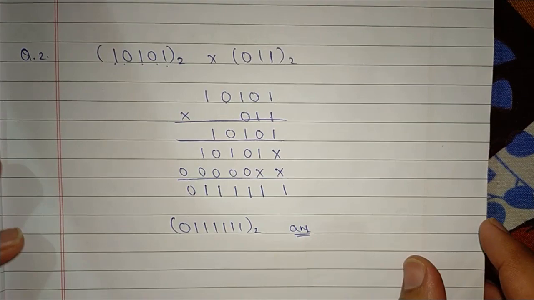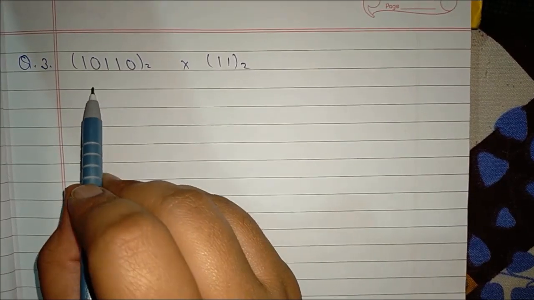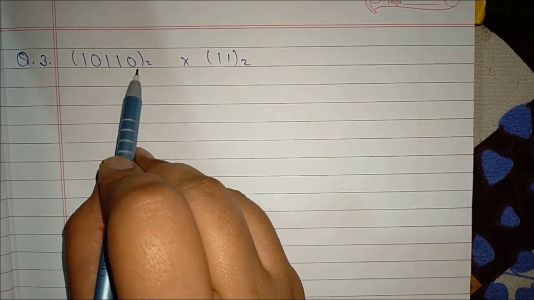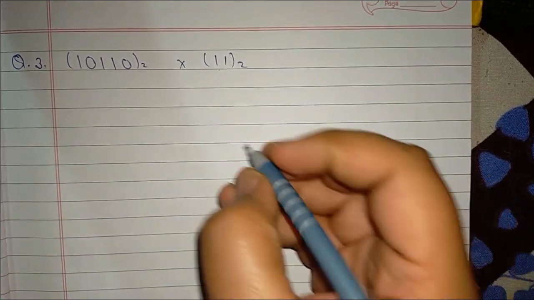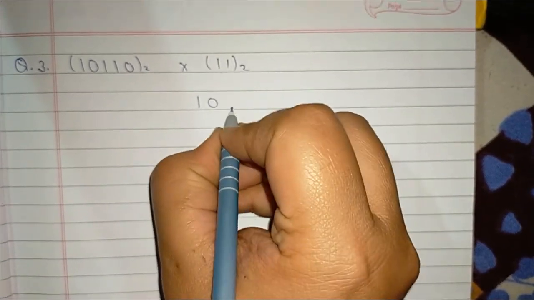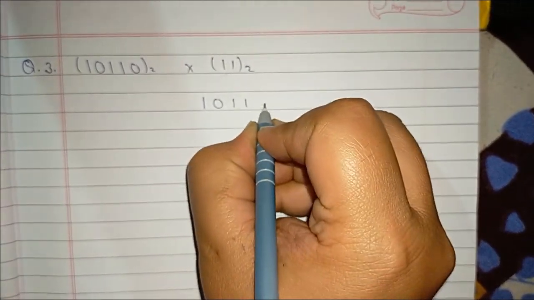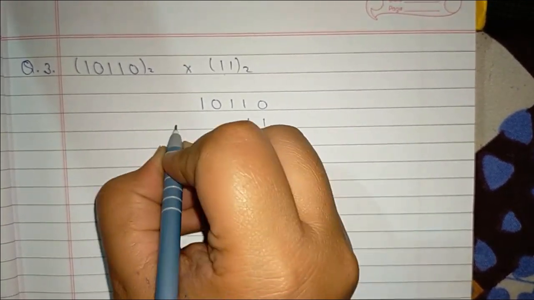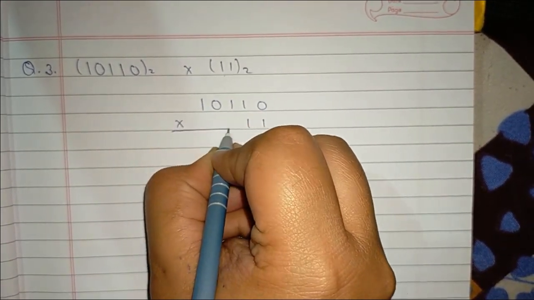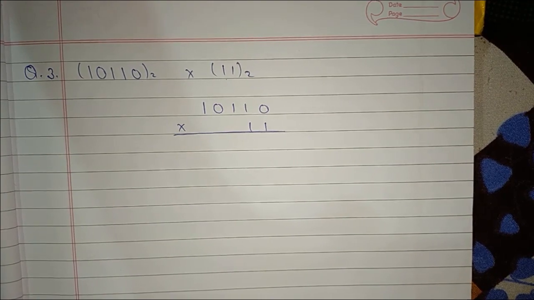Fine. Now let's move to our question number 3. It is 10110 multiplied by 11. So first we have to note down the numbers. Now let's multiply and solve.